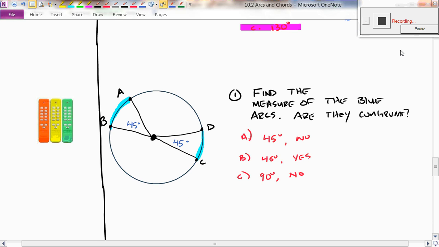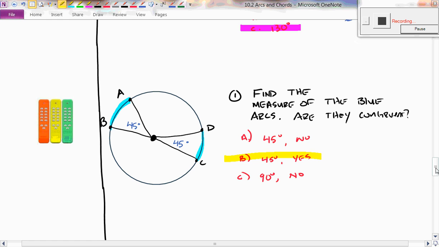It says find the measure of the blue arcs. Are they congruent? So 45, yes, 90. Okay, that one's pretty straightforward. Let's see here. We got 100% on that one.